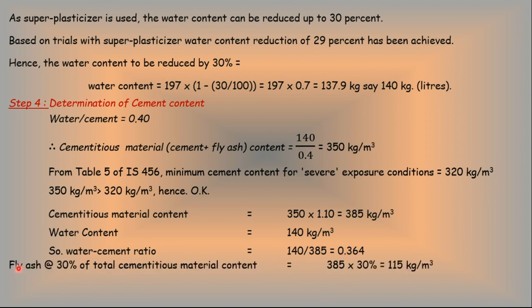Fly ash at 30% of total cementitious material content: when we consider 385 multiplied by 30%, it comes out to be 115 kg per meter cube of fly ash content. Remaining cement content is how much now? 385 minus 115 comes out to be 270 kg per meter cube of cement content.